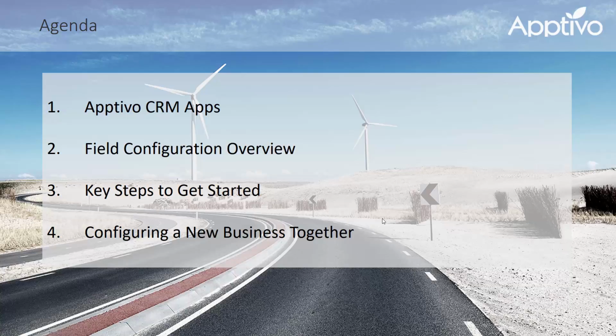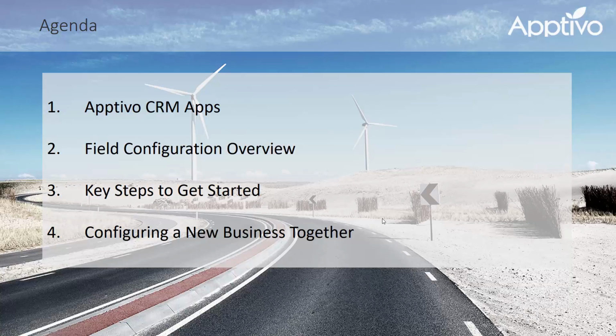So what we're going to be covering is 4 major steps. First, we just want to talk about, what are these CRM apps in Apptivo? Apptivo is a big platform. We're just talking about CRM today. And then, if we're going to configure this CRM, I want to quickly explain what key configuration options are available for you. A big part of getting set up is configuring the fields in the system.